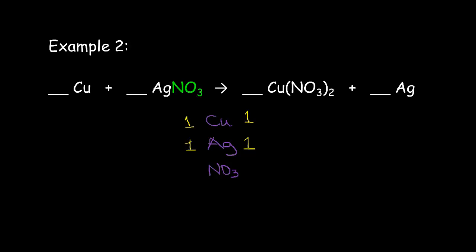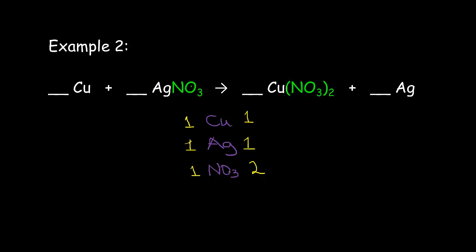Last one, nitrate. We have 1 nitrate right here, 1 NO3 on our reactant side, and on our product side, we have 2. This 2 stands for everything that's in between the parentheses. That means there are 2 NO3s. So our NO3s are not balanced, and as we know from the law of conservation of mass, we cannot create mass, and it appears that we have created an additional nitrogen and 3 additional oxygens, which we know we cannot do. So we need to balance it and make sure that we have 2 NO3s on the reactant side.